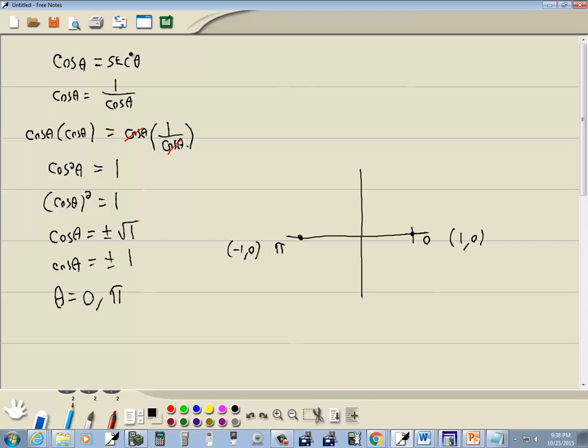Well, x is 1, 1 over 1 is 1, so we get 1 is equal to 1. So that checks. Now if I put pi in, cosine of pi, cosine's our x part, that's equal to negative 1. And secant is 1 over x, so 1 over negative 1 gives us negative 1. So both of them check. So our answers are 0 and pi.